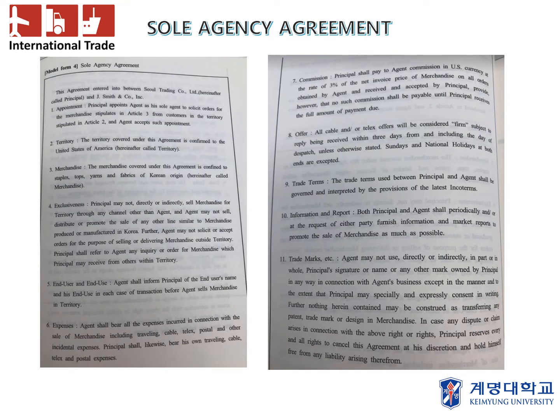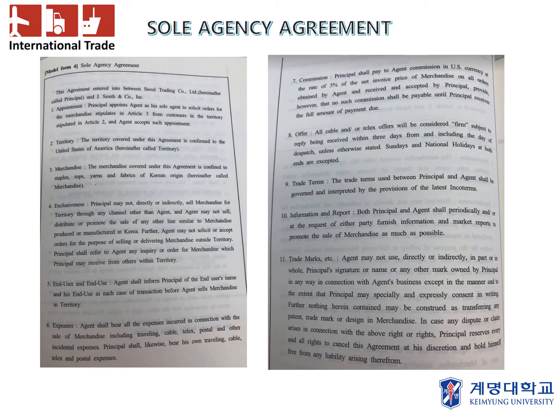Okay, these are also here. You could see the territory. The territory covered under the agreement is confined to the United States of America. You have to specify which is the territory where the sales transaction is to be done. The merchandise covered under this agreement is confined to staples, tops, yarns, and fabrics of Korean origin, hereafter called merchandise.